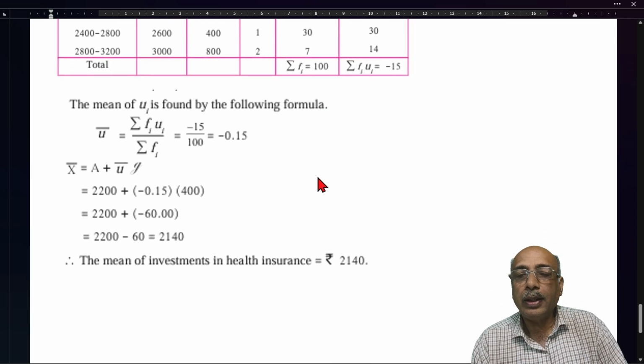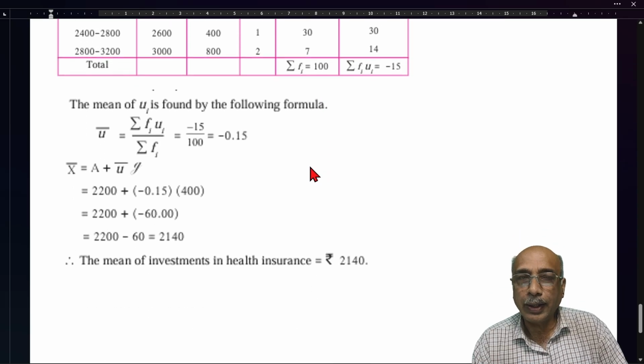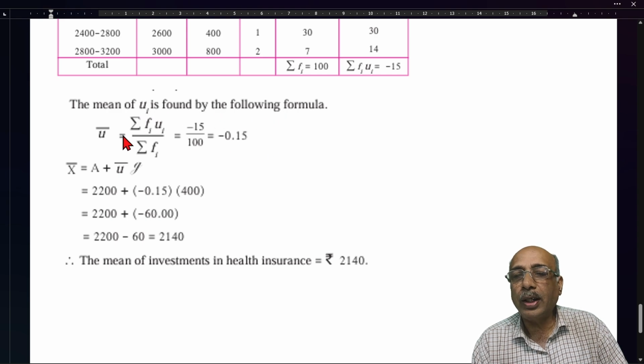The mean: earlier we took x bar directly for the direct method. d bar we took first to find the mean of the terms. Here the mean of ui is found by the following formula. u bar equals sum of fi ui upon sum of fi, equals minus 15 upon 100, equals minus 0.15. It can be positive or negative. d bar also can be positive or negative. Don't worry, whatever calculations are there, please write them.